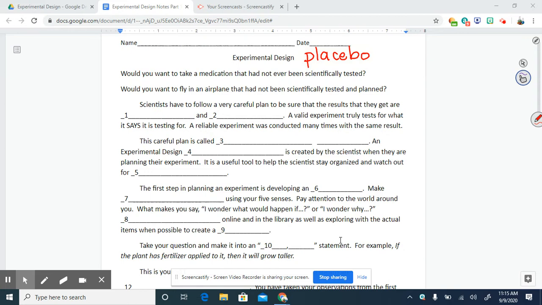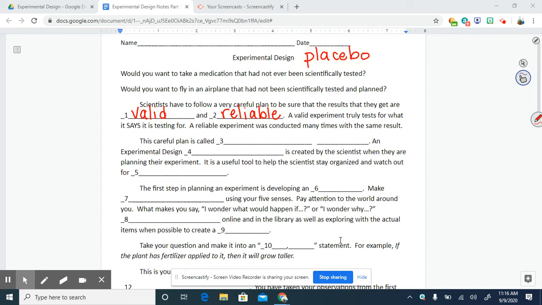Well, it's called experimental design. When someone is getting ready to develop a medicine or develop a new kind of airplane, it's got to be tested over and over again. And it's got to be tested following a certain way of doing things, and that's called experimental design. And the reason why they do that is because scientists have to follow that plan to be sure the results they get are valid and reliable.